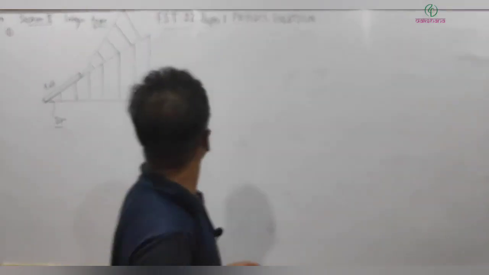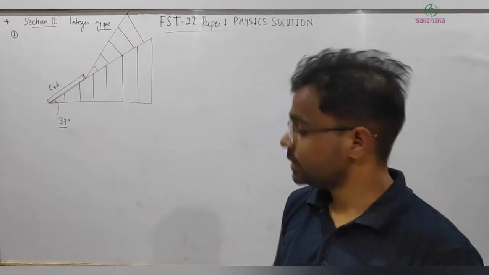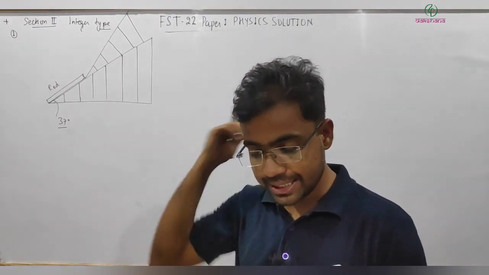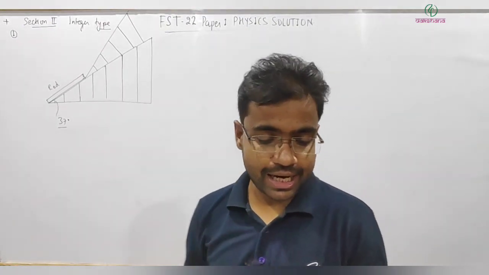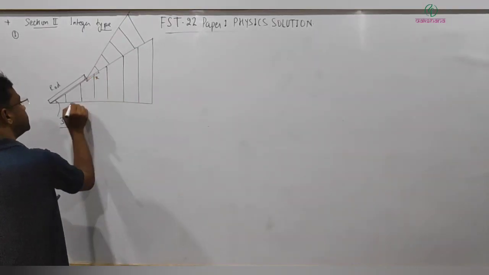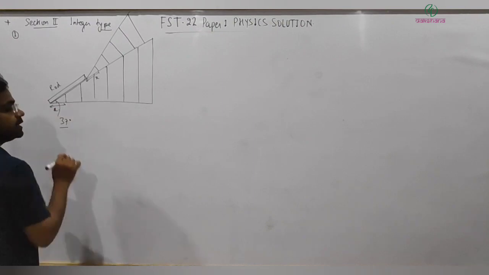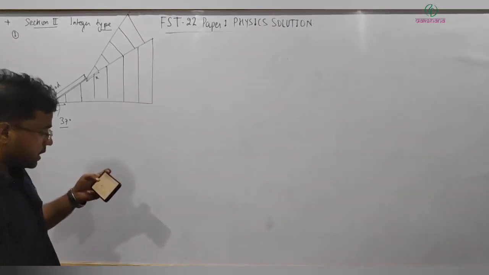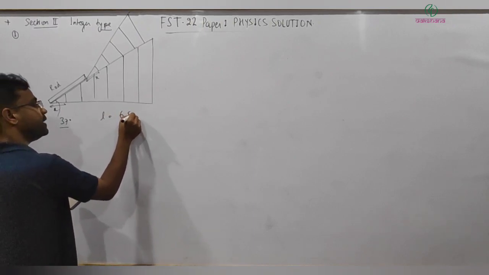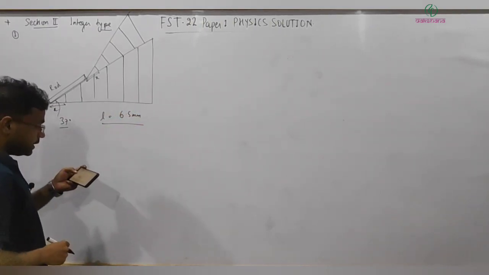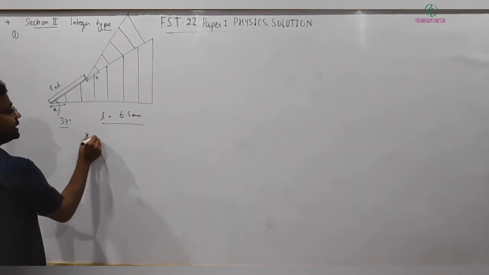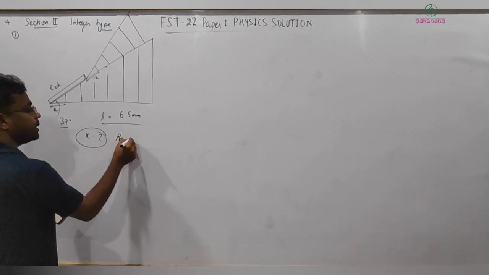Okay, next section 2, integer type problem, question number 1. So let me read first. Two identical triangular sets are used to measure the length of the rod. The divisions on the triangle are equally spaced. Means this division, if it is x, then this is also x, that is equally spaced. If the length of the rod is found to be 6.5 mm, calculate the division value of length in mm. So we need to find the value of x in mm.